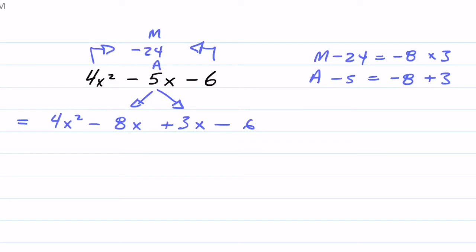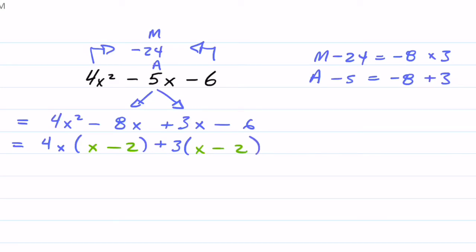Okay, the second step is we're going to factor the GCF from the first two terms, which from 4x squared and 8x is 4x. So that's going to leave me with x minus 2 inside of the brackets. That's 4x squared divided by 4x is x, and negative 8x divided by 4x is negative 2. And then you factor the GCF from the last two terms, which in this case is 3. Then I'm left with the x minus 2 again.